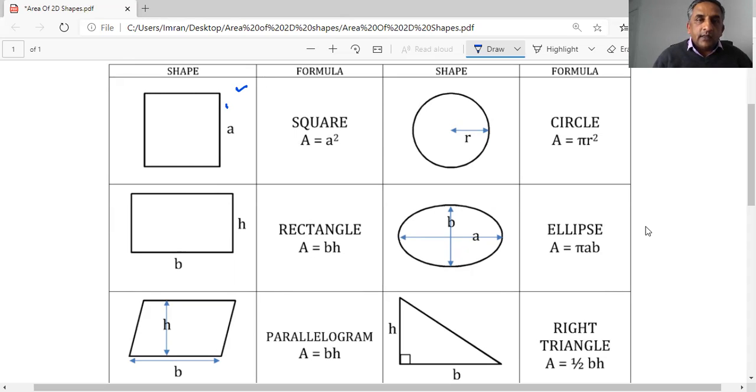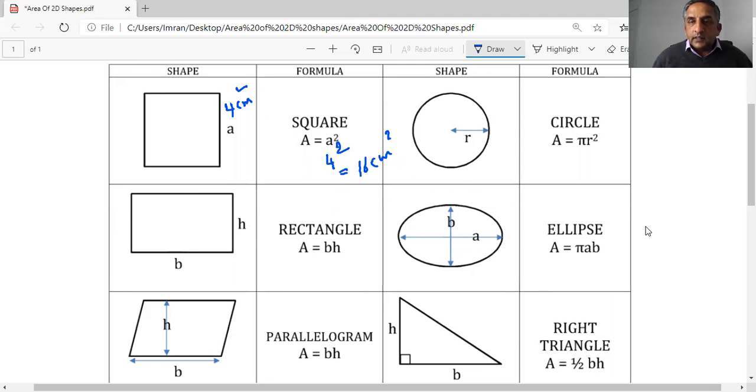For example, if the side is 4 centimeter, so it will be 4 squared. We know that 4 squared means 4 times 4, which is 16. And obviously there must be a unit as well, 16 centimeter. And remember, we write the unit as centimeter square.